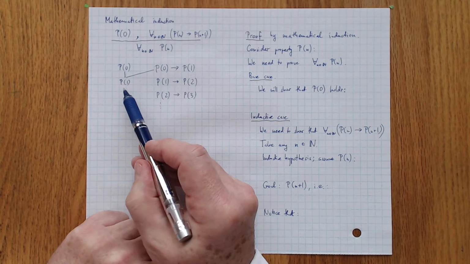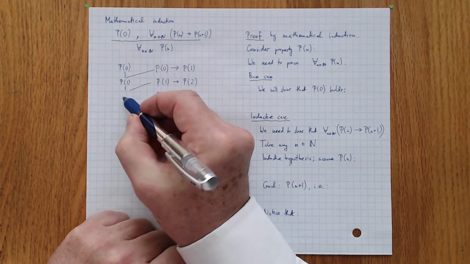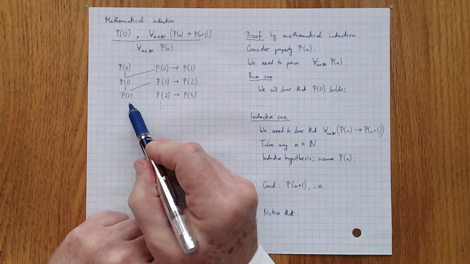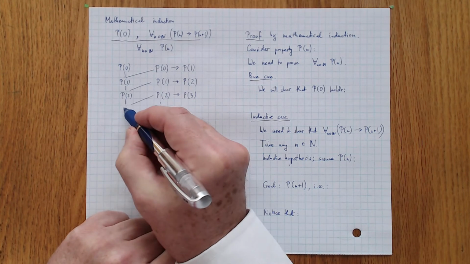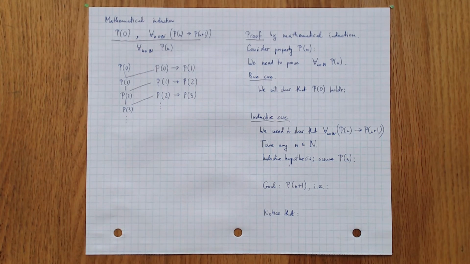Now, given p of 1 and that p of 1 implies p of 2, by modus ponens we derive p of 2. Given p of 2 and the fact that p of 2 implies p of 3, we derive that p of 3 holds, and so on. And this is an intuition behind the proof method of mathematical induction. This is not a formal argument of any kind. Now, let us take an example.